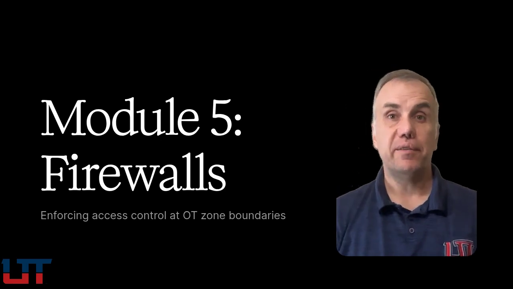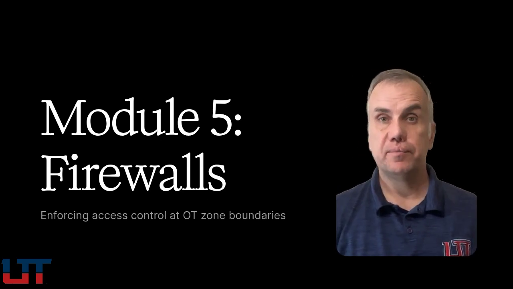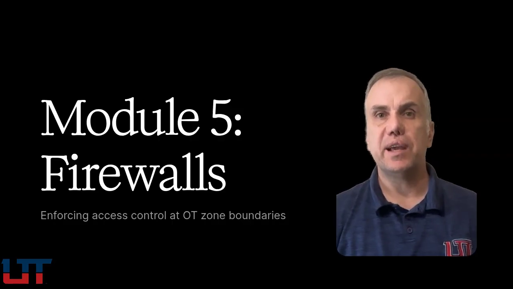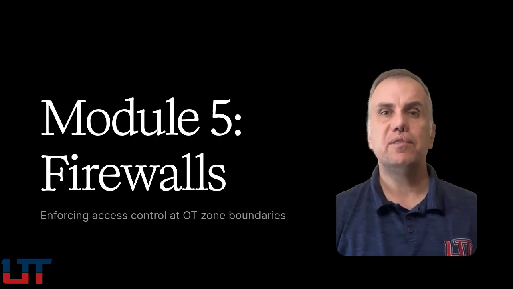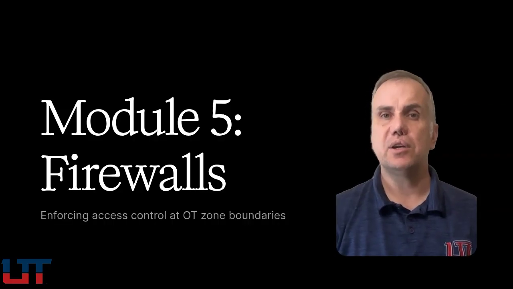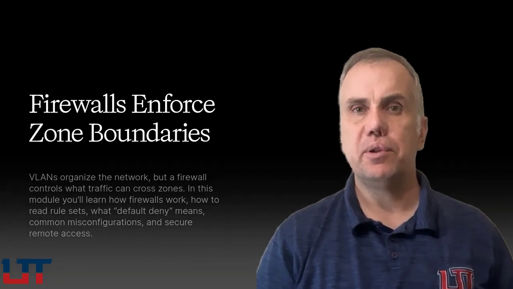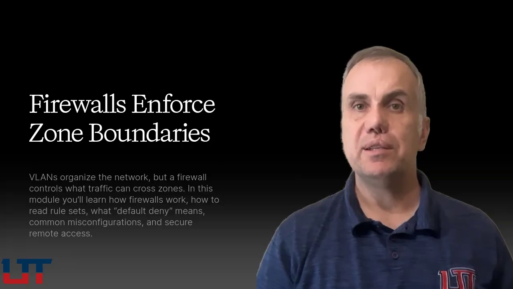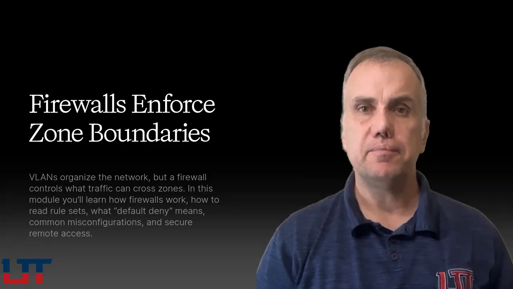Welcome to Module 5. This module covers firewalls. A firewall is the device that enforces access control at zone boundaries in your segmented network. We've talked about creating zones with VLANs. We've established the principle of least connectivity, permitting only the specific traffic that has a documented business reason. A firewall is what enforces that principle in practice. Without it, VLANs create organized zones, but nothing controls what crosses between them.